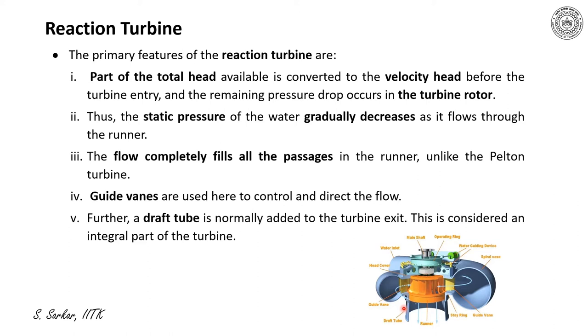Thus, I would like to indicate here the primary features of a reaction turbine. Part of the total head available is converted to velocity head before the entry to the turbine, and the remaining pressure drop occurs in the rotor. Hence, the static pressure of water gradually decreases as it flows through the runner. The flow completely fills all the passages in the runner, unlike a Pelton wheel.